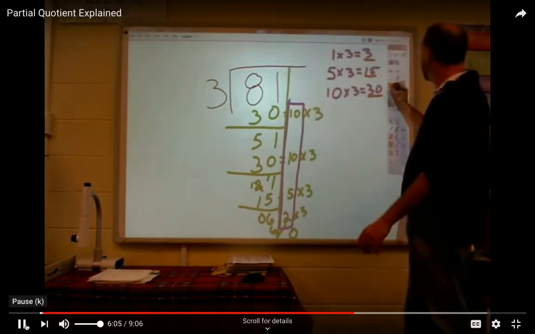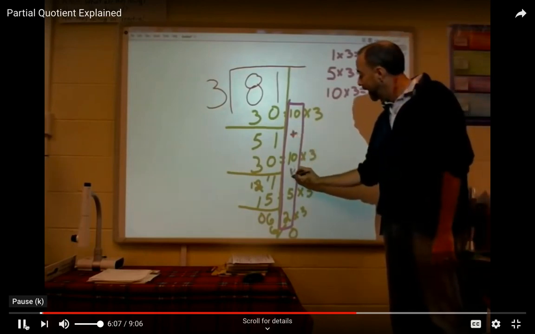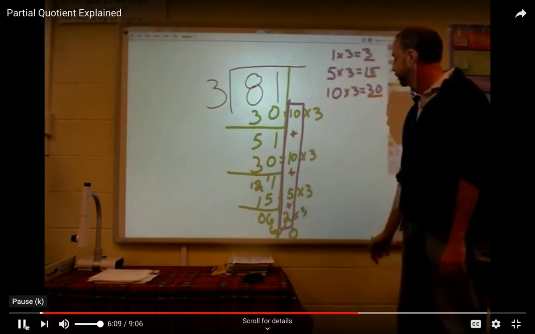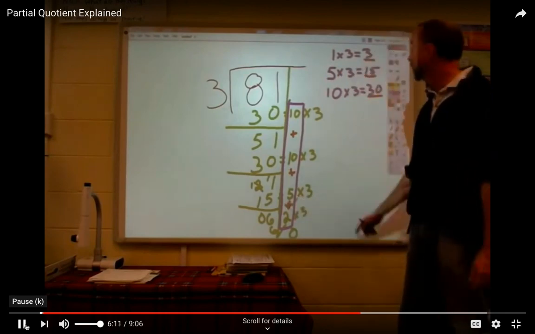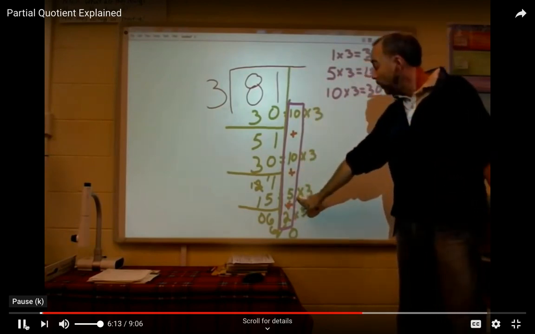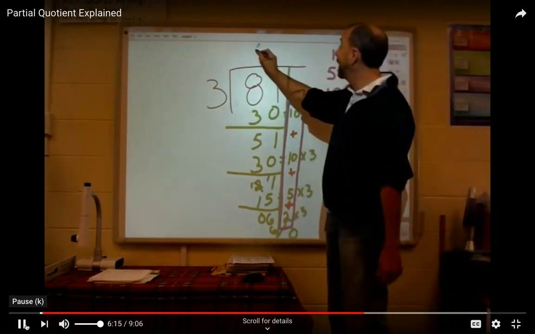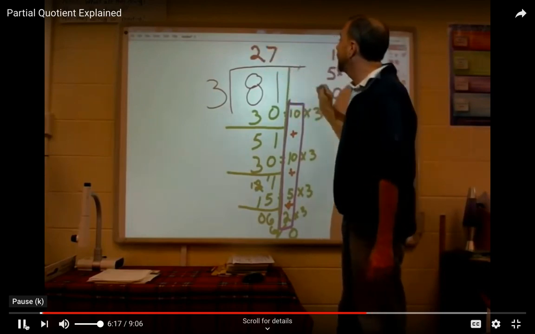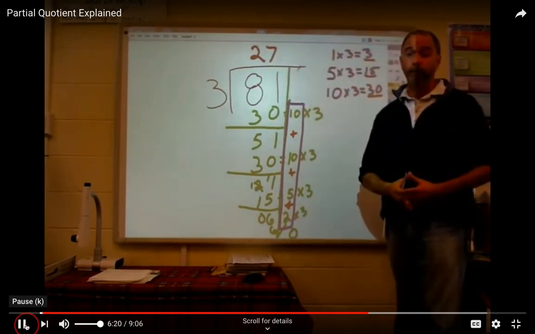I add these up. 10 plus 10 plus 5 plus 2. That looks like it times, but it's not. 10 plus 10 is 20, plus 5 is 25, plus 2 is 27, and there you have it. That is our answer.